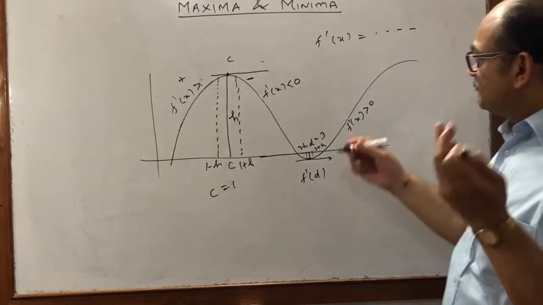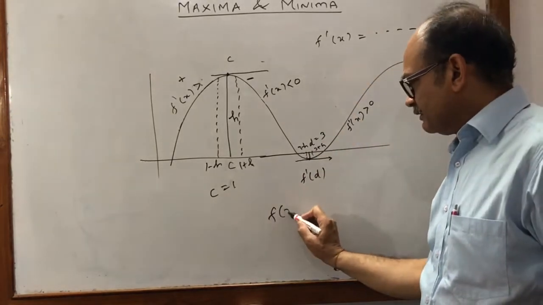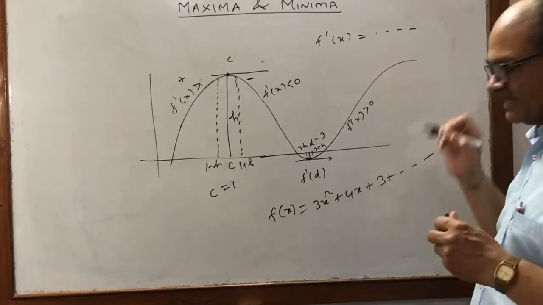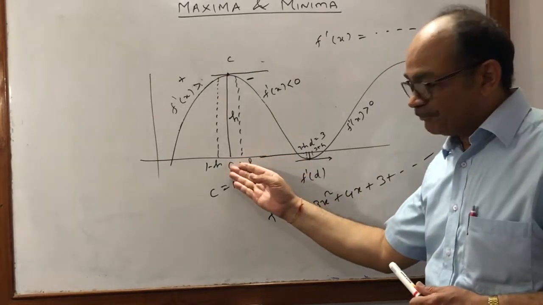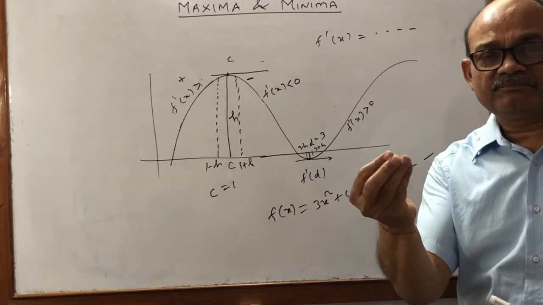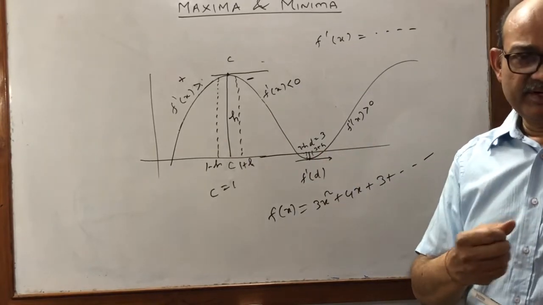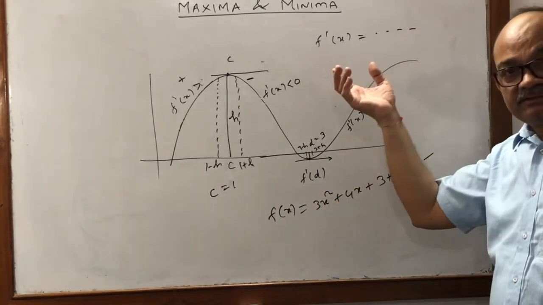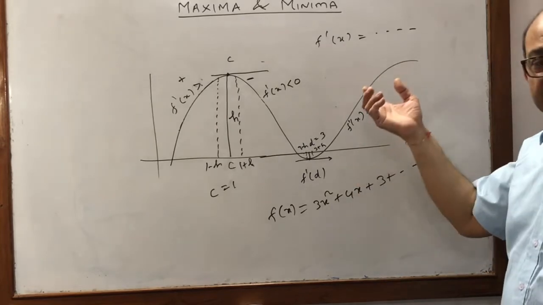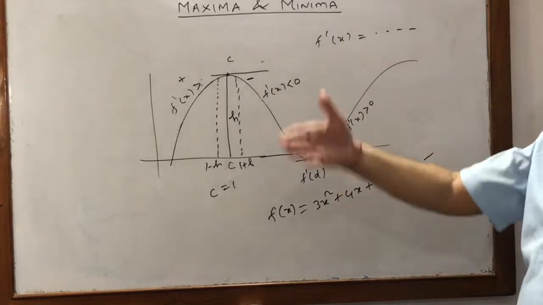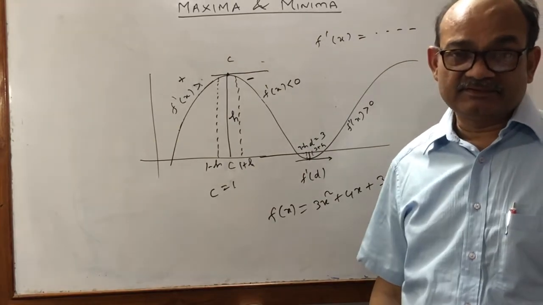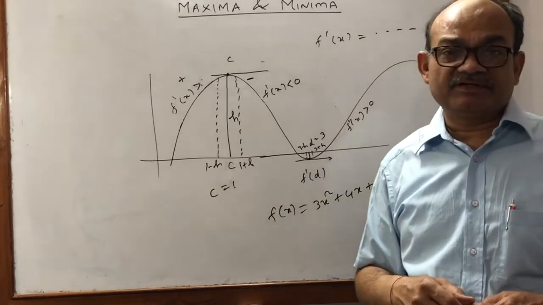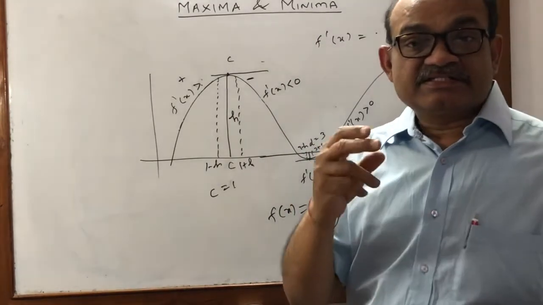Why? Because suppose the function is a very lengthy function, like 3x square plus 4x plus 3 plus something. And we want to put the point 1 minus, say, 1 minus 0.001. It will become 0.99. How do we calculate 0.99 square? How do we calculate 4 into 0.99? And if the powers are maybe x to the power 6 or 7, then it is very difficult. 1 minus h and then 1 plus h one more time. It is very difficult. That's why we'll start with the second derivative test.